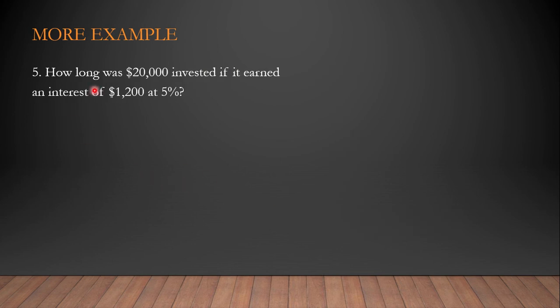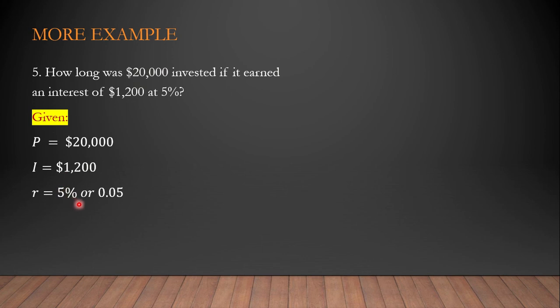Number 5, how long was $20,000 invested if it earned an interest of $1,200 at 5% interest rate? So, how long? So, ang pinapahanap po dyan ay time. Di ba? Kasi ang tanong is how long. So, identify the given. P, $20,000. Yan yung in-invest. So, I, or the interest, is $1,200. And the rate is 5%. Converted to decimal, this will be 0.05.